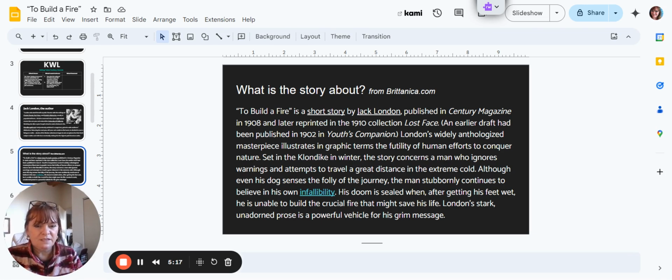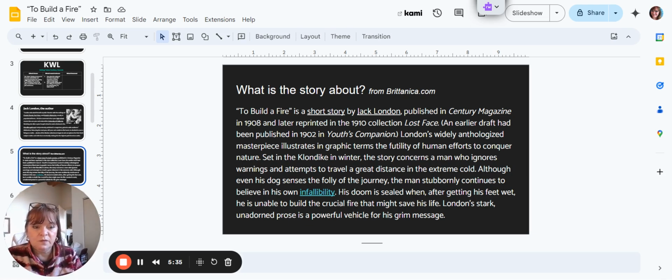And even though his dog seems to push back against him, like the dog's instincts are telling him this is not a good idea, the dog still follows the man, right? It's man's best friend. The man stubbornly continues to believe in his own infallibility.